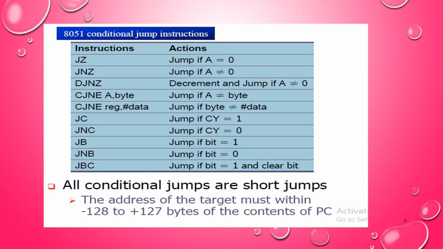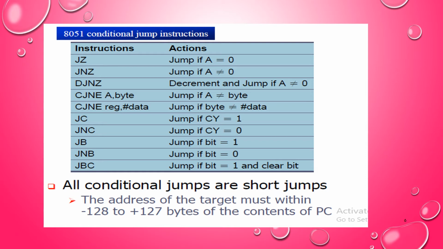Then JC, jump if carry flag is set. JNC, jump if carry flag is 0. JB, jump if bit is equal to 1. JNB, jump if bit is equal to 0. JBC, jump if bit is equal to 1 and clear the bit. So, simple operation. All these instructions, along with the accumulator and the status of the flags, are popularly used in the 8051. So remember them, and wherever needed you can apply them.